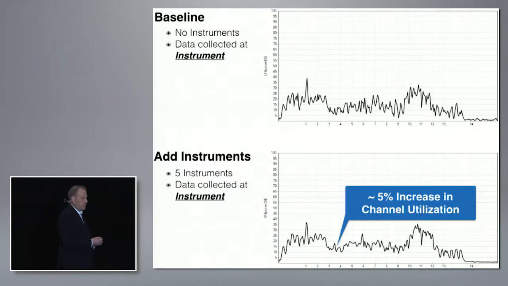So basically, literally this really close area of 5 devices only really created approximately a 5% increase in channel utilization. In this particular case, it was around channels 3 and 4. So we said, okay, what does it look like at the AP?